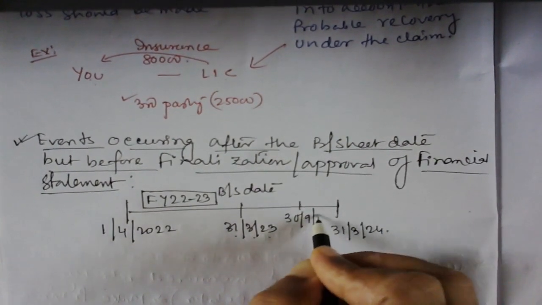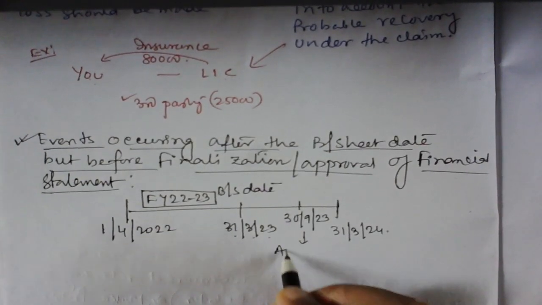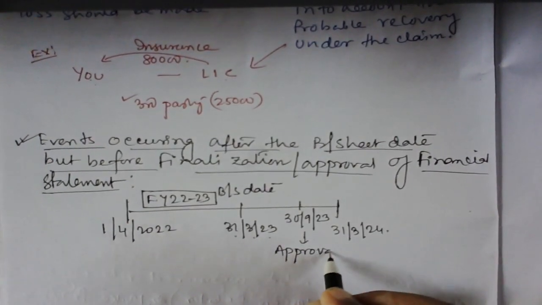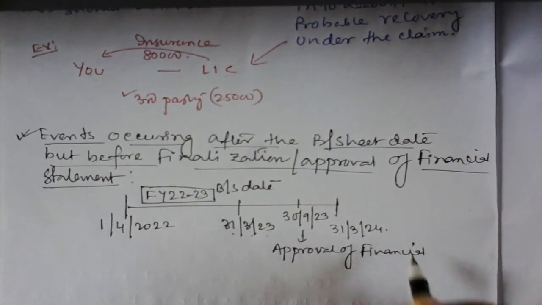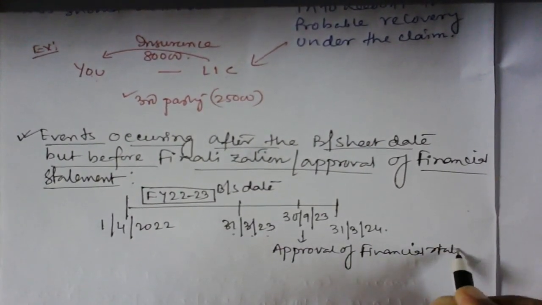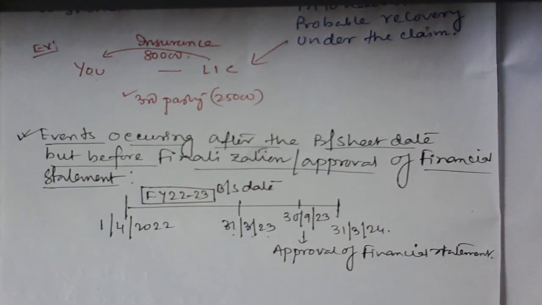But in between, think of 30th September 2023 as the approval of the financial statement. 30th September is the date of approval of the financial statement. Correct, guys?